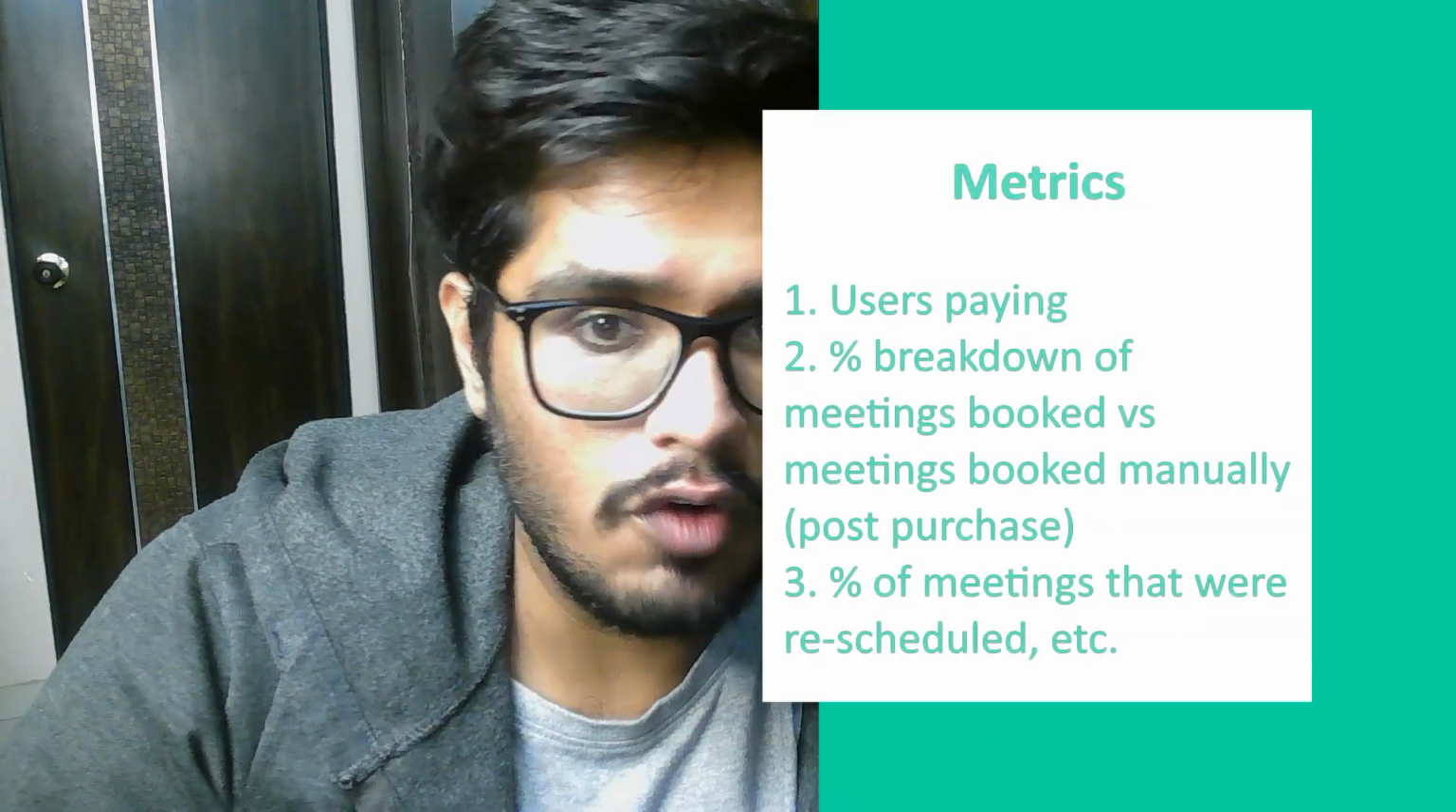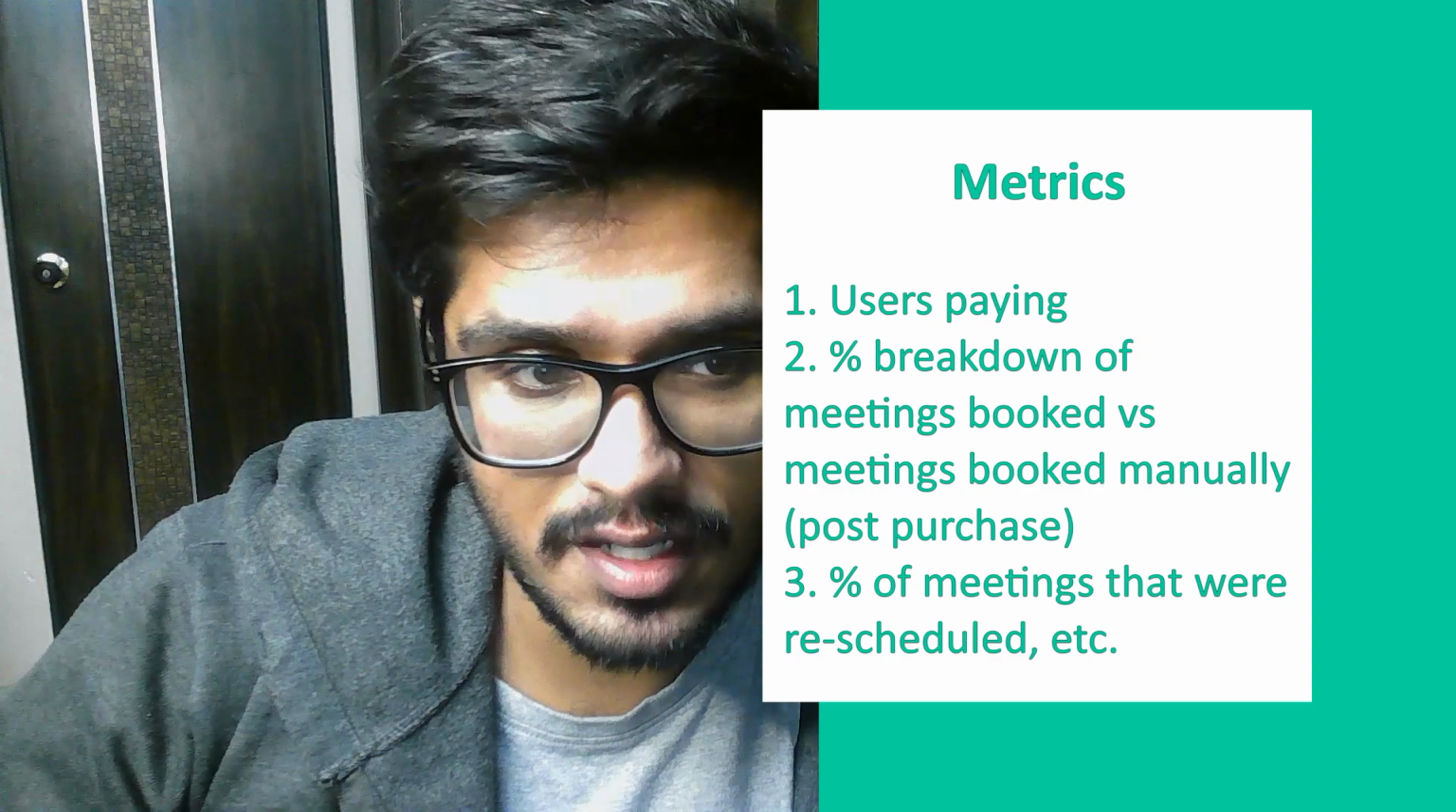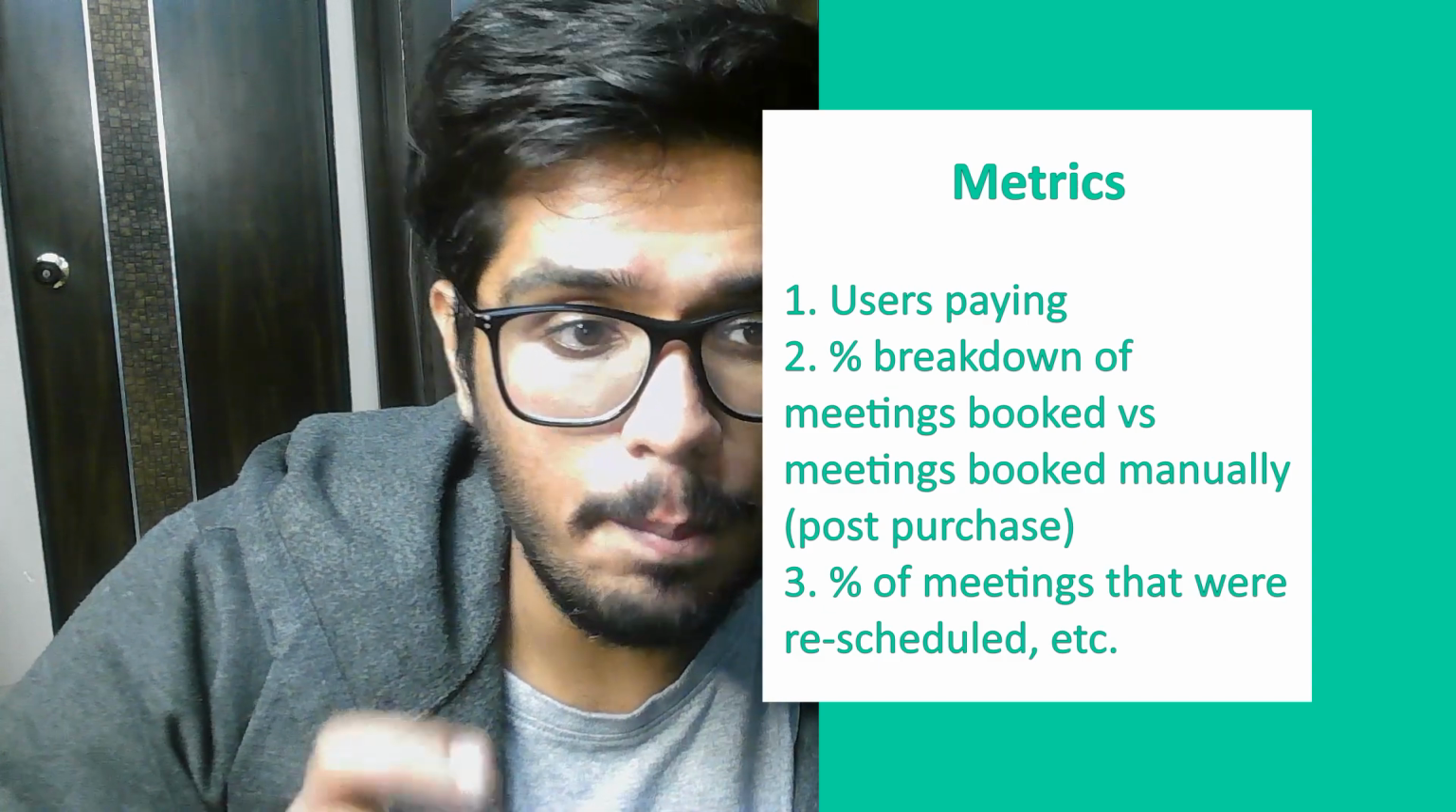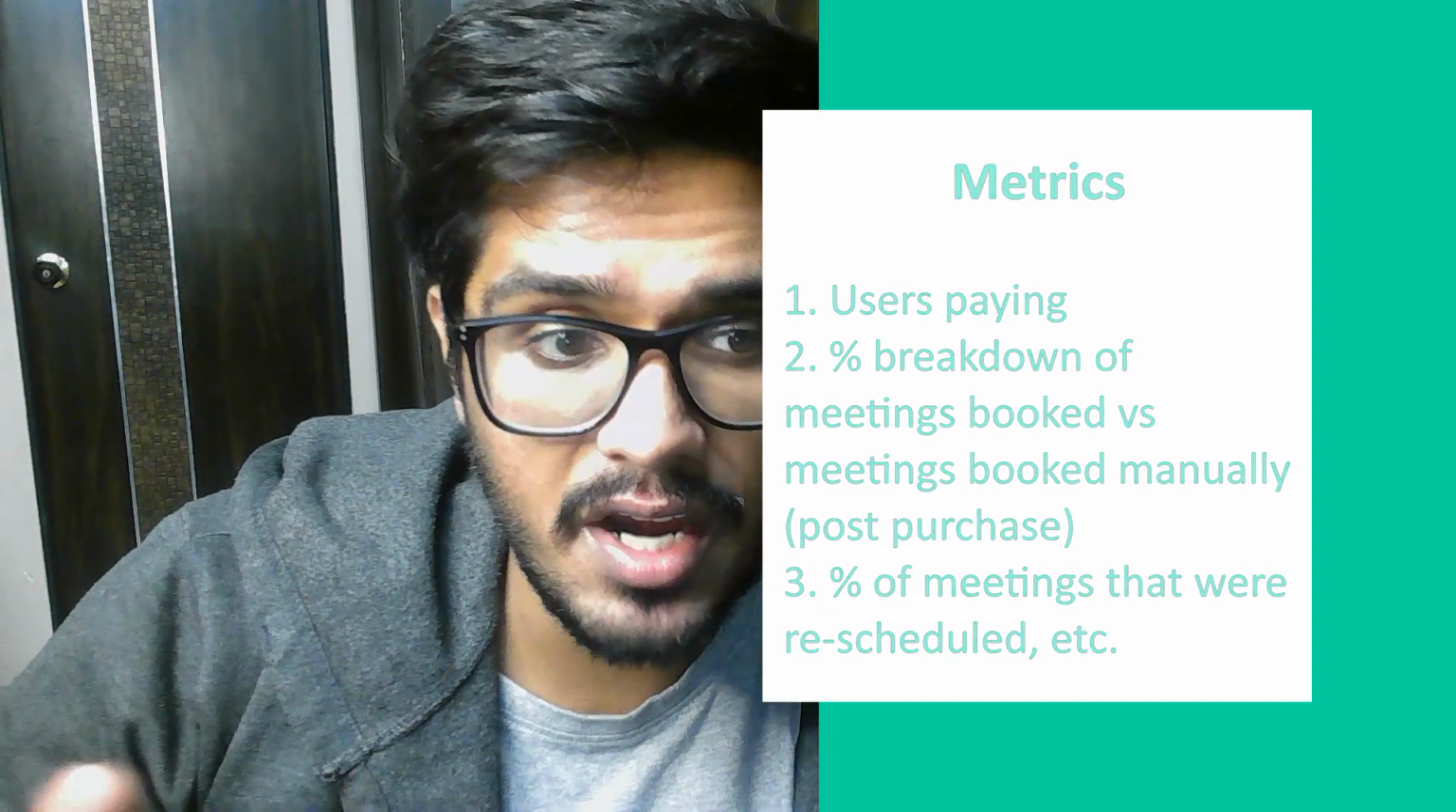The metrics to track the success of these features would be: number 1, number of users buying this extension. Number 2, for the customers who are currently using this extension, percentage of bookings made using our extension versus made manually, percentage of meetings that were rescheduled manually after booking using our extension, number of API calls that are triggered to third-party apps, and number of users opening our notes feature prior to the call. This is going to be the whole structure of my solution.